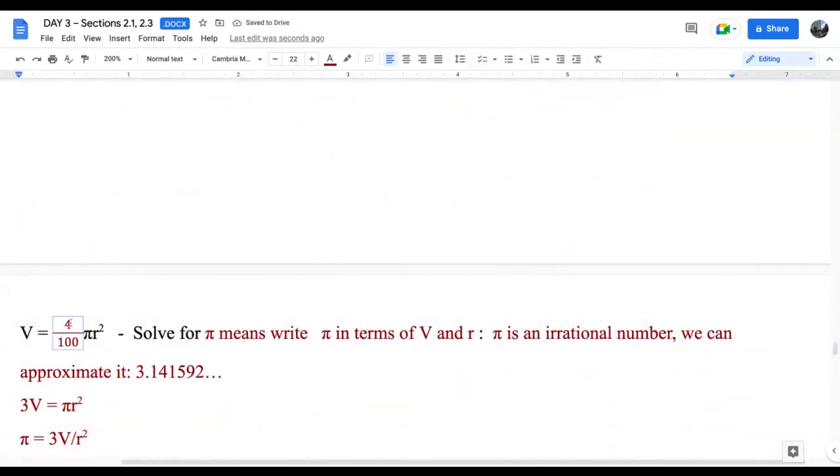To look better, right? So 1/3 of pi r squared.